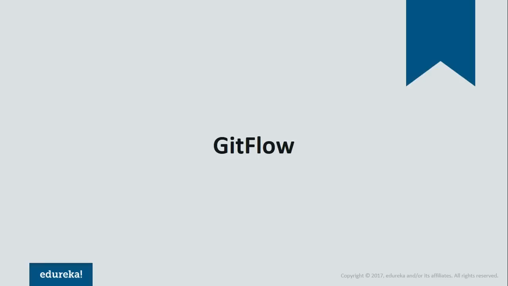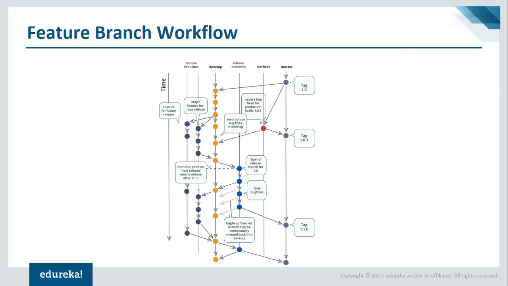So now let us talk about Git flow. The Git flow workflow defines a strict branching model that is designed around the project release. This is somewhat more complicated than the feature branch workflow, but it provides a robust framework for managing larger projects. This is what the entire branching model looks like.